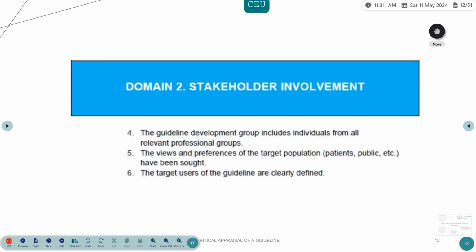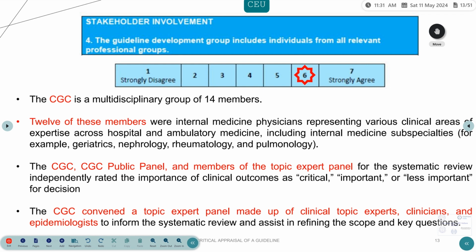So, going to domain 2, stakeholder involvement. As sir said, we have already talked about who the stakeholders are. We will go into individual questions and see how they fared. The guideline development group includes individuals from all relevant professional groups. A guideline should be formed by appropriate individuals, professionals and non-professionals. This is by the American College of Physicians, who have a guideline as to how they should form a guideline. They have a CGC, which is a Clinical Guideline Committee.